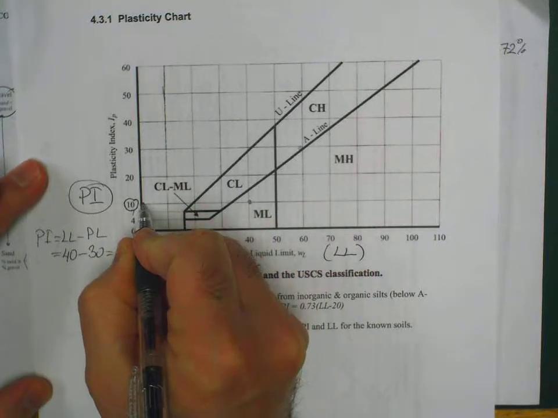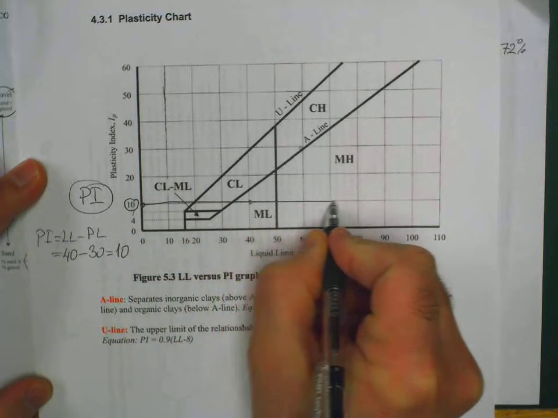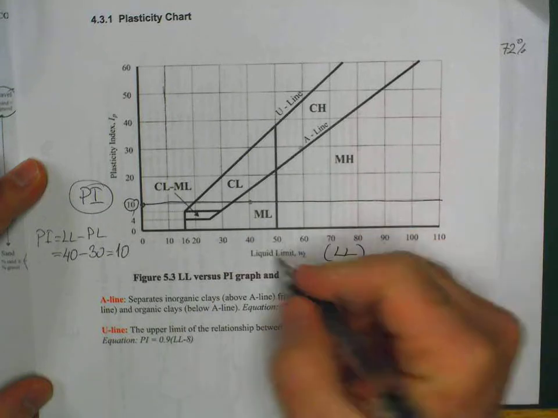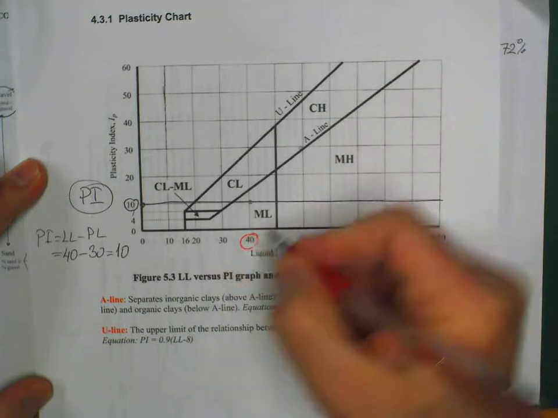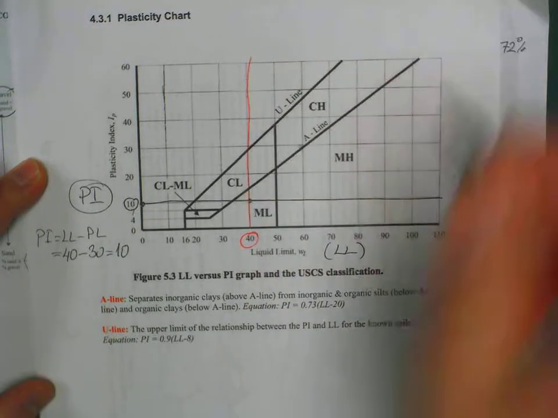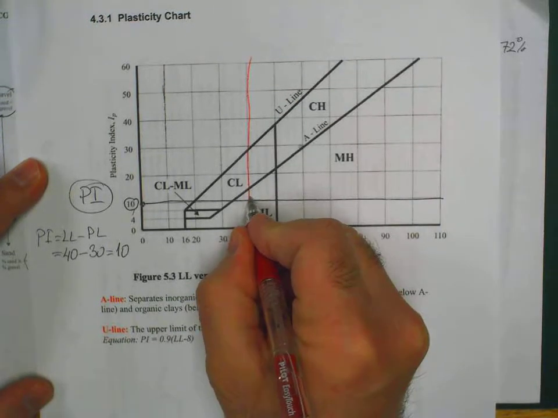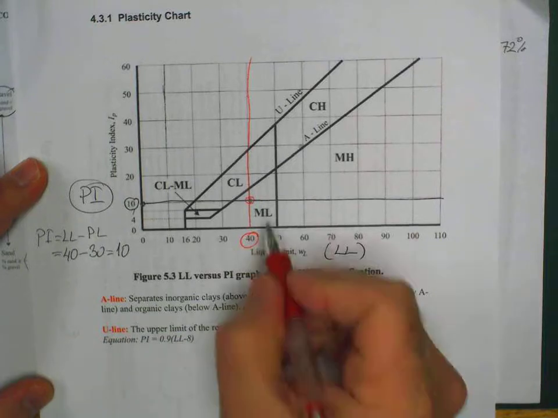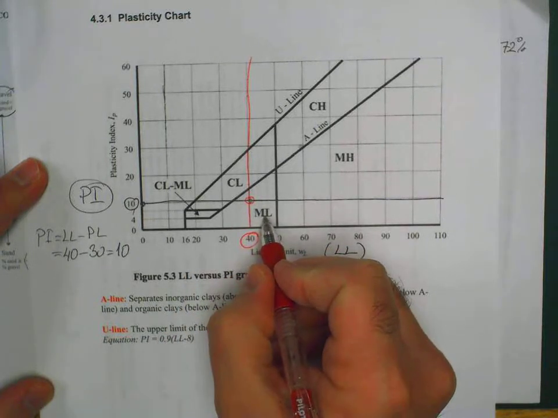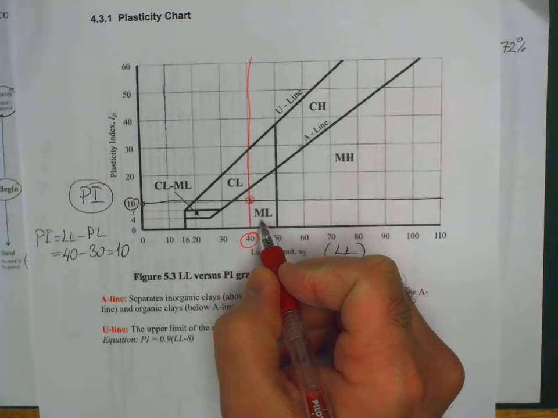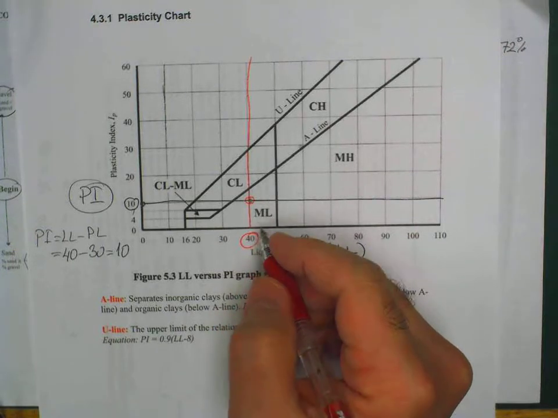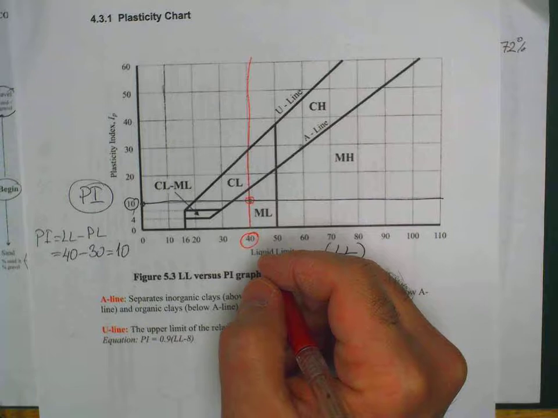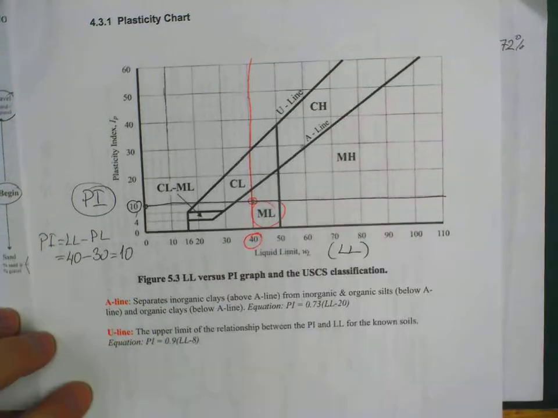I draw a horizontal line, and the liquid limit is 40, so I draw a vertical line at 40. The intersection is this point. This area corresponds to ML. So this soil is an ML soil. Is this clear? Okay. This is an ML soil.